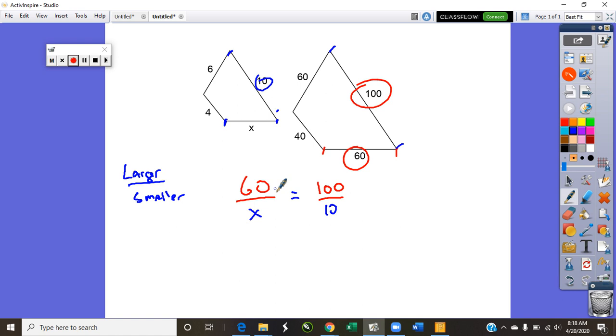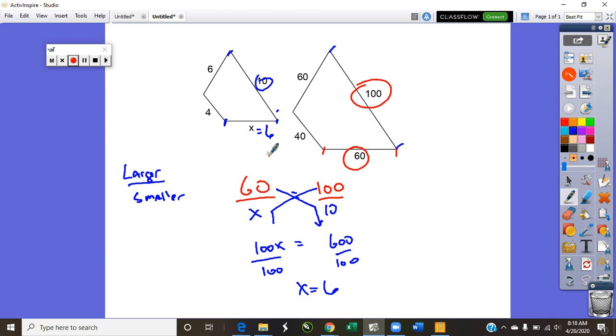Okay. So 60 times 10, 600, and 100 times x would be 100x. Now, in order to solve for x, we're going to divide each side by 100. So x would equal 6. So we were able to find this missing side by saying x equals 6. Now, again, this is a really simple example. But we're going to use proportions to set this up.